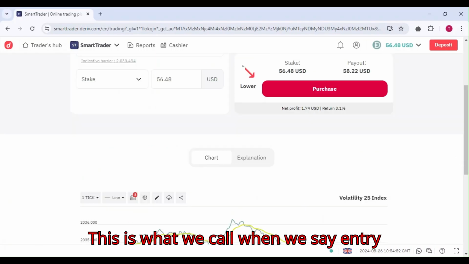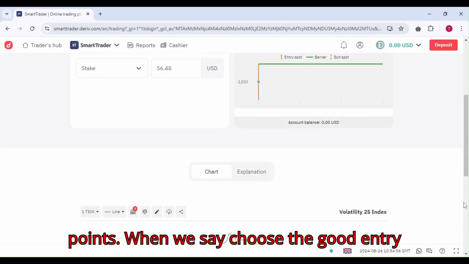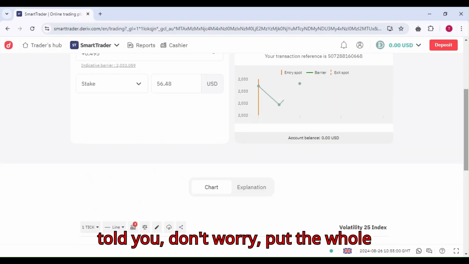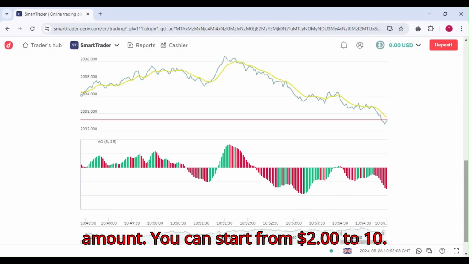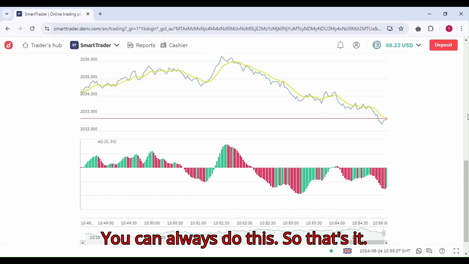This is what we mean when we say choose good entry points, and you input the whole amount. I told you, don't worry, put the whole amount. You can start from $2 to 10, you can always do this, so that's it.